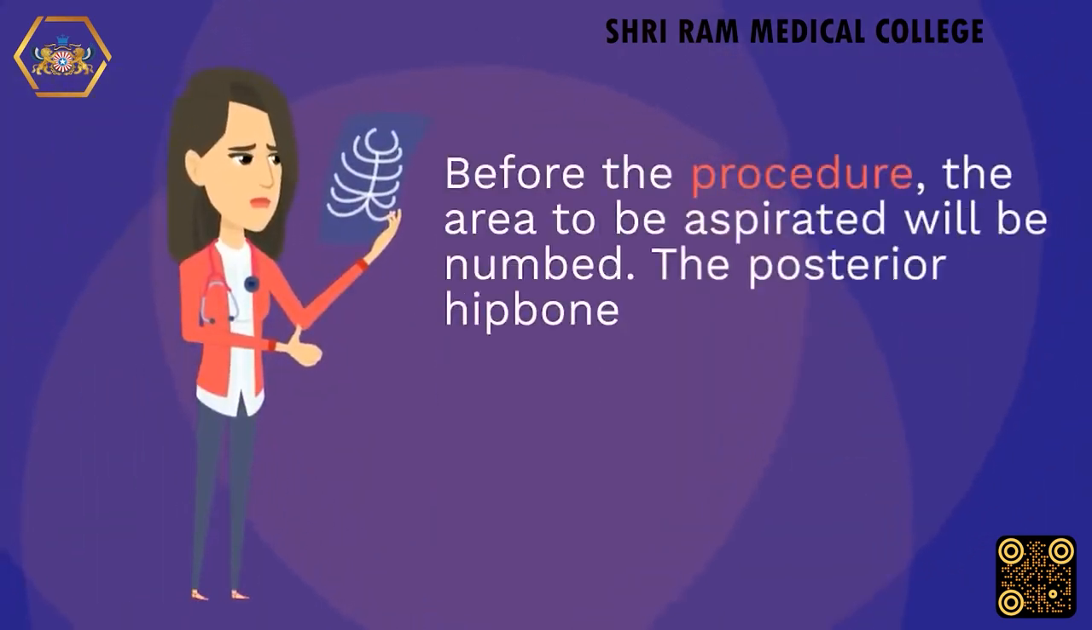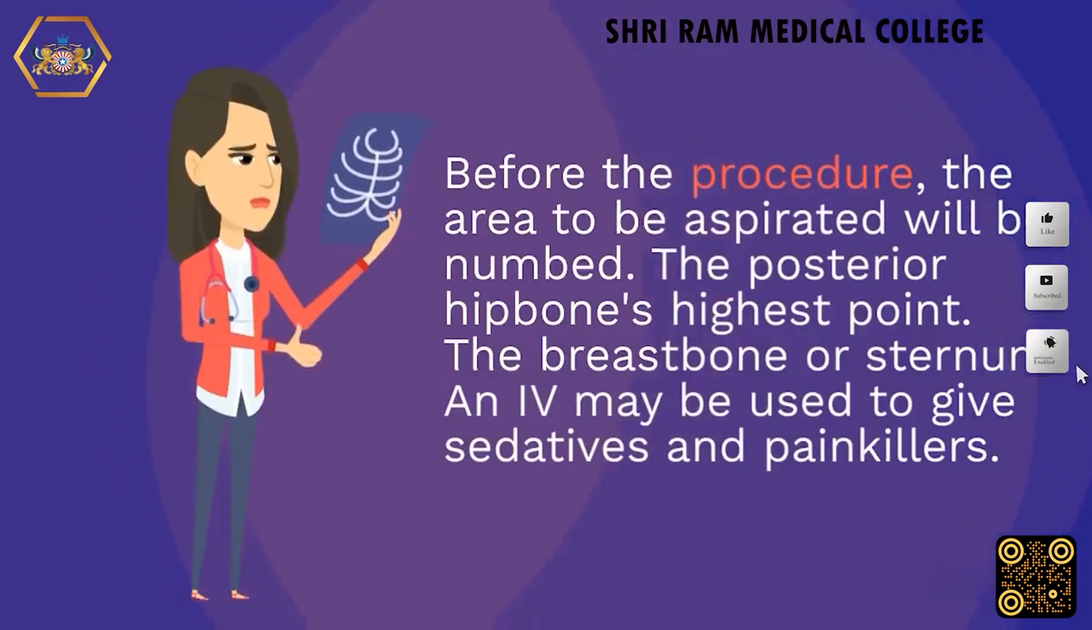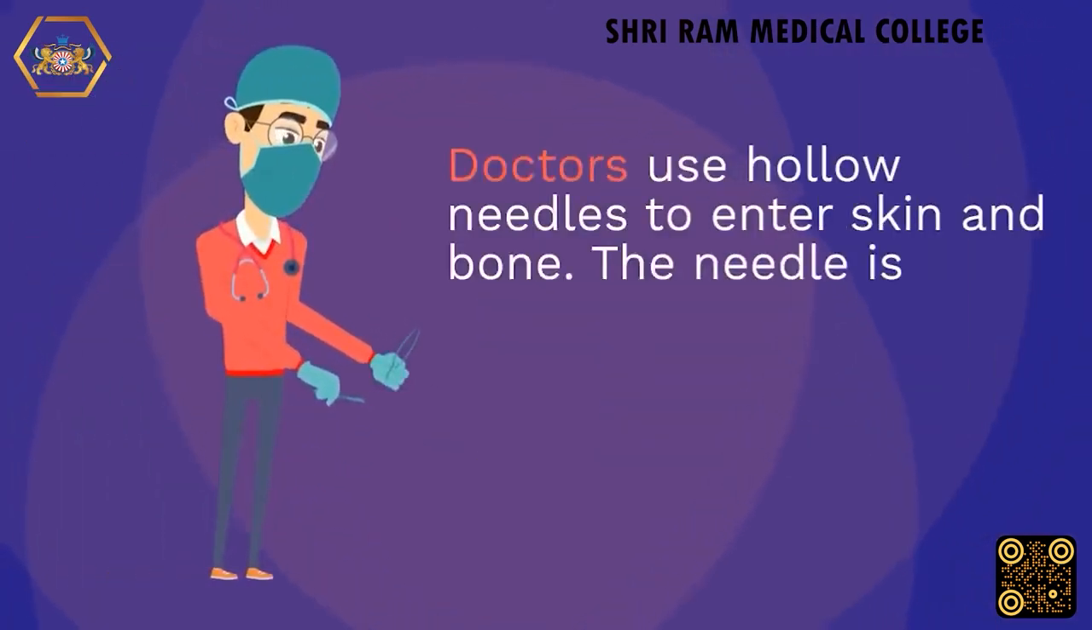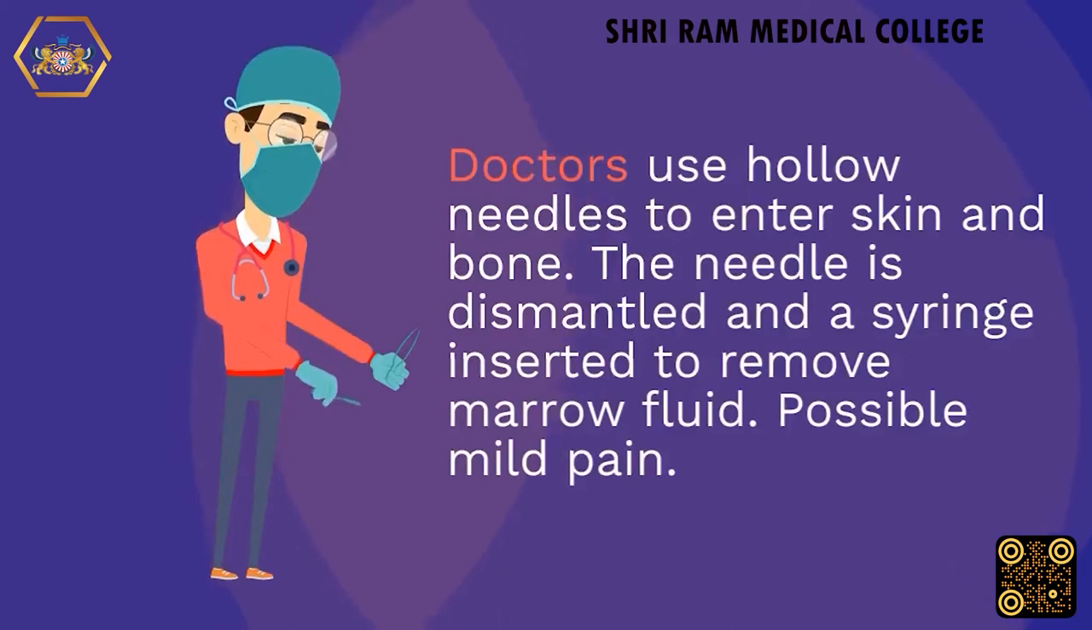Before the procedure, the area to be aspirated will be numbed. The posterior hip bone's highest point, or the breastbone or sternum, may be used. Sedatives and painkillers may be given. Doctors use hollow needles to enter skin and bone. The needle is dismantled and a syringe inserted to remove marrow fluid. Possible mild pain.